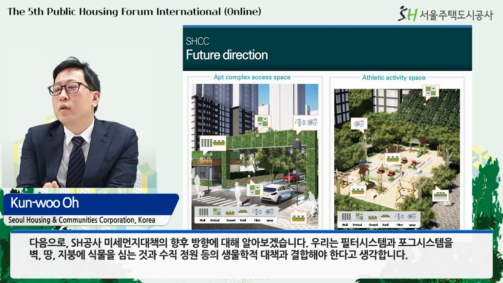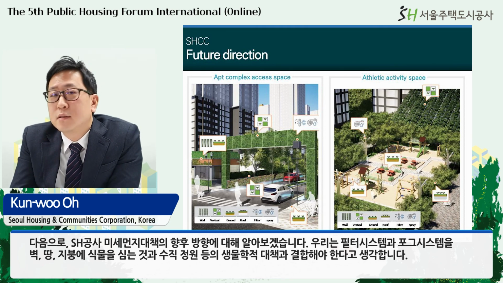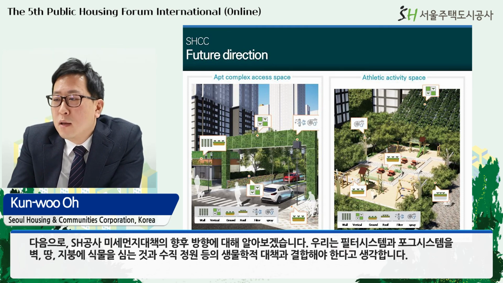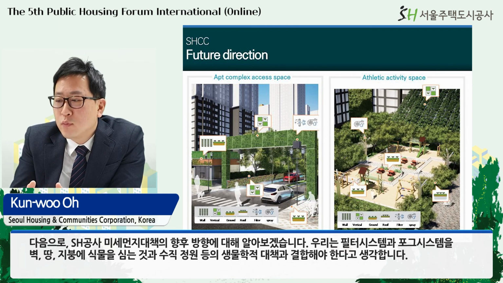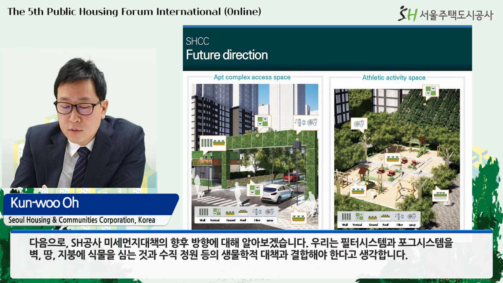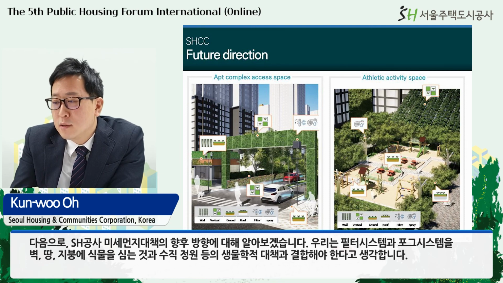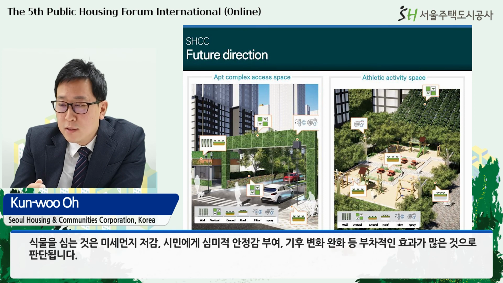Next, we will look at the future direction of SHCC's fine dust measures. We think it is a method that combines a filter system and a fog system with biological measures such as wall planting, vertical planting, ground planting, and roof planting. Planting is judged to have high additional functions, such as reducing fine dust, giving aesthetic stability to citizens, and mitigating climate change.